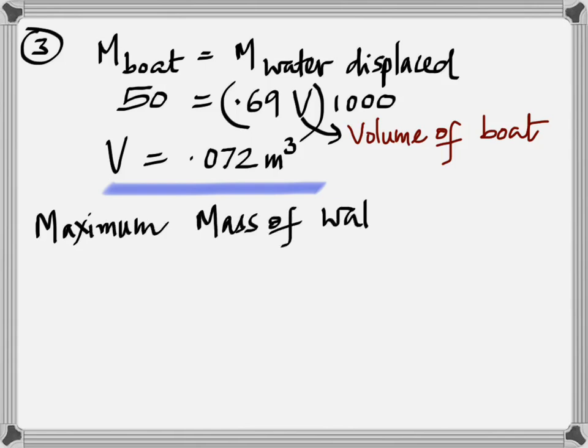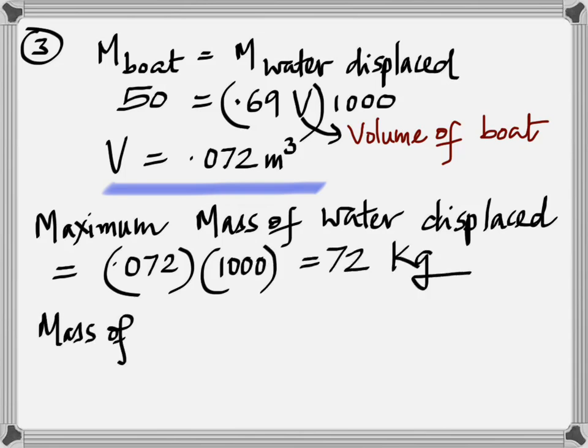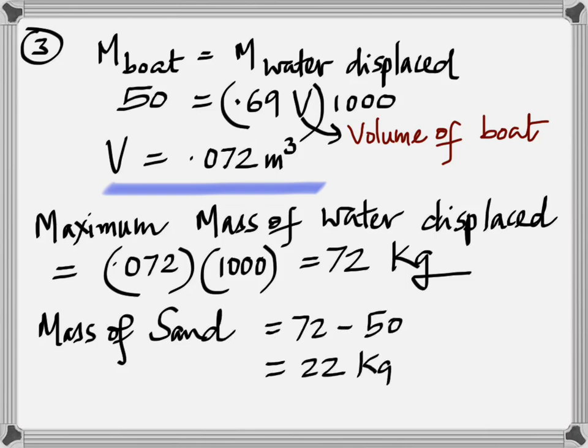Now once you get the volume of the boat, you know that as you keep loading sand, the whole thing is going to get submerged. And so the maximum mass of water displaced, which is volume times density of water, would give you the maximum mass of sand. I mean the maximum total mass. And since the boat already has a mass of 50 kilograms, the mass of the sand is 22.